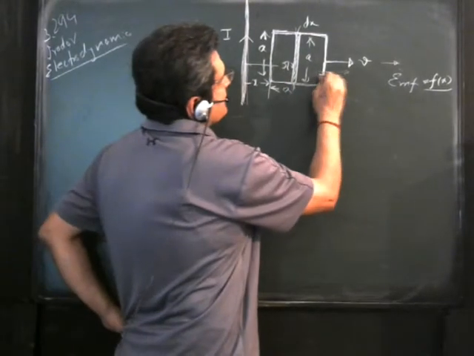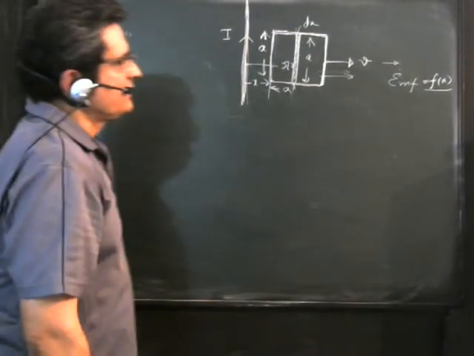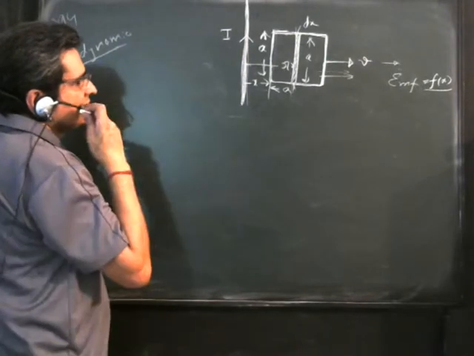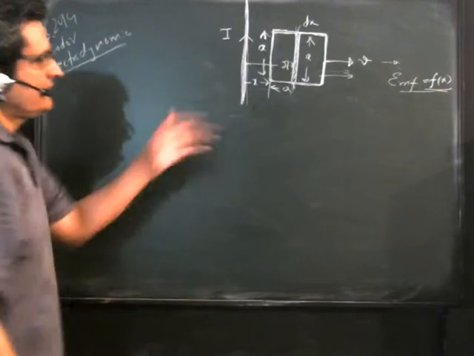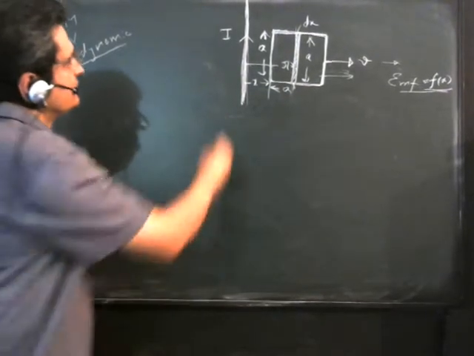It is moving towards the right, that is away from the wire, with a velocity v. We have to find the expression of EMF in terms of x and the other constants.